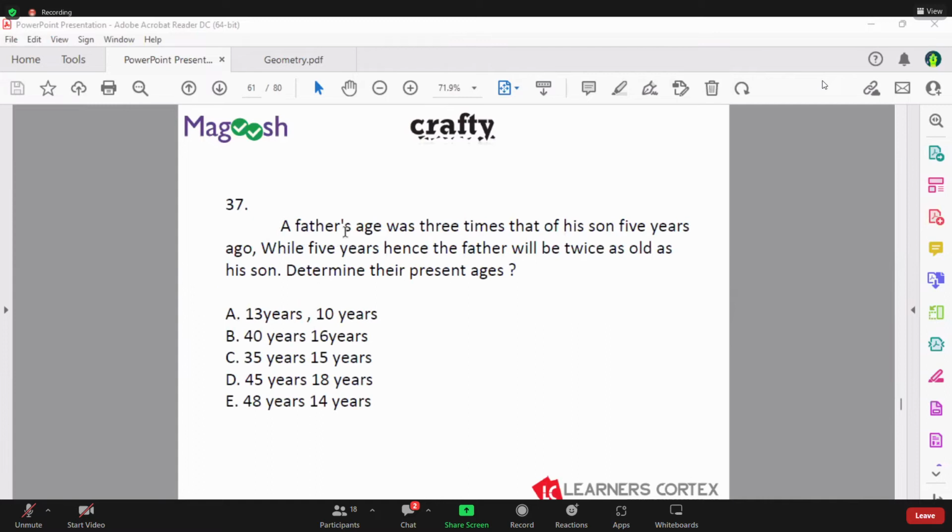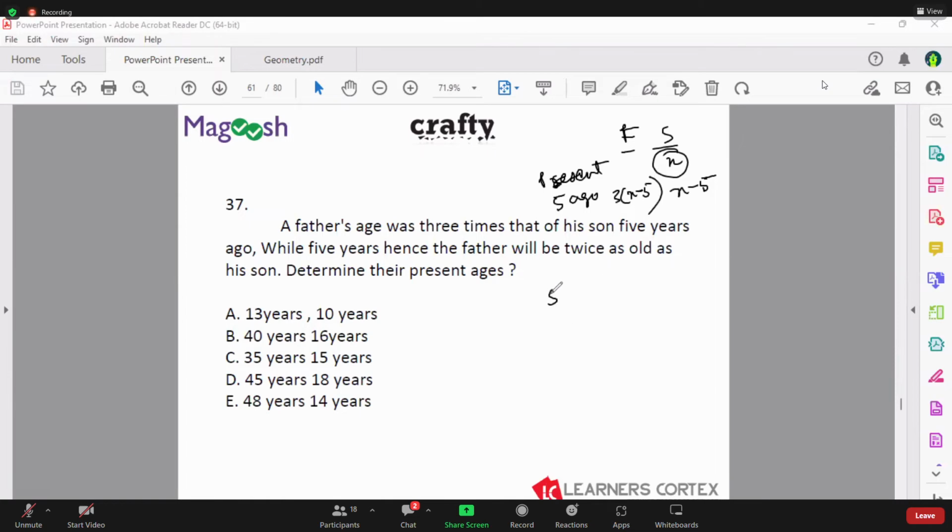Next question we have: a father's age was 3 times that of his son 5 years ago. So there is father, there is son. We do not know the present ages of both. While 5 years hence, the father will be twice as old as his son. So if you take the present age of son as x, 5 years ago it would have been x minus 5, and the father's age would be 3 times of x minus 5.